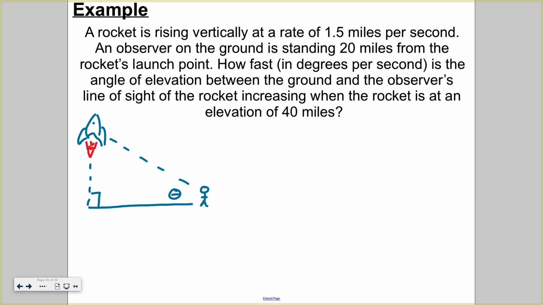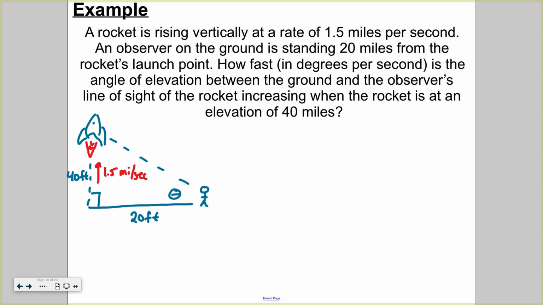So our rocket is rising at 1.5 feet per second. We are 20 feet away from the launch point, and we want the rate at which the angle of elevation is increasing when the rocket is at an elevation of 40 feet. One might think, oh, here's another right triangle, so we're going to be dealing with the Pythagorean theorem. And you would be wrong, because we are dealing with angle of elevation. So we need to deal with trig functions here.